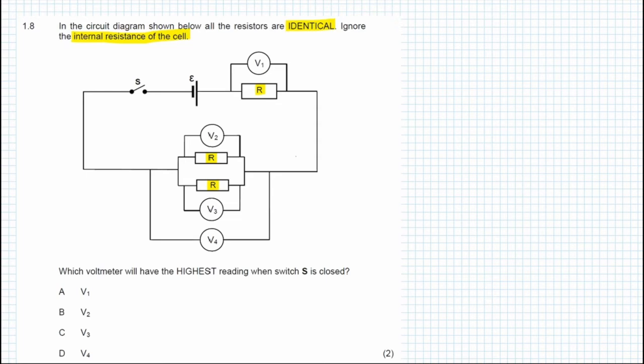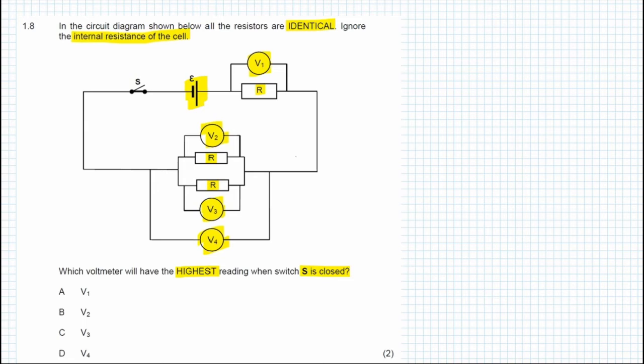Now the question reads, which voltmeter will have the highest reading when switch S is closed? Here we have a battery. We're going to close the switch, and the question is, does voltmeter 1, 2, 3, or 4 have the highest reading measured across it? So which resistor or which resistor pair is going to give us the highest voltmeter reading? We remember all of the laws that come about when we learn about electric circuits.